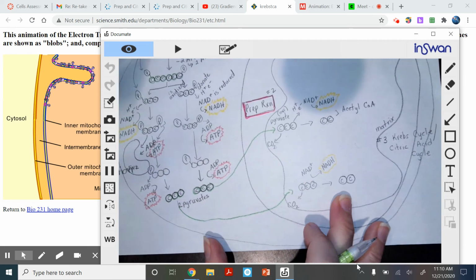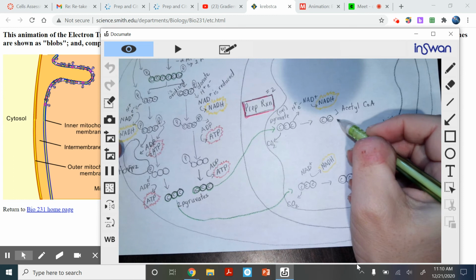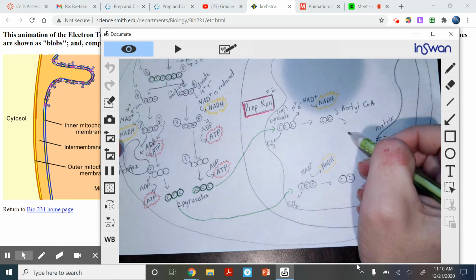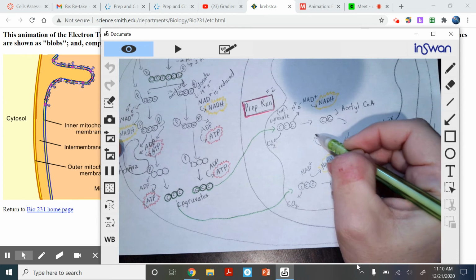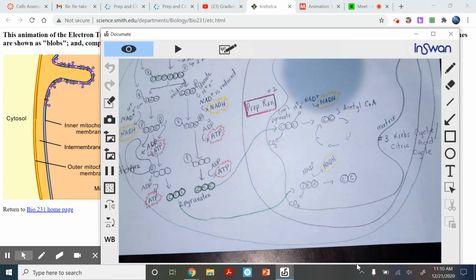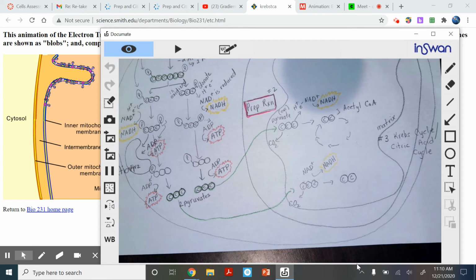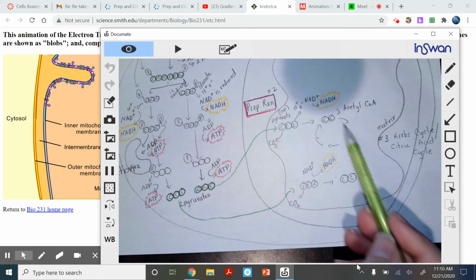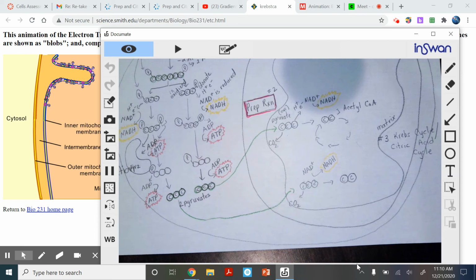Now, it's called a cycle because when they diagram it, they like to draw it as a cycle. And there's a reason why. I don't really need to get into it, but ultimately it remakes a molecule that gets used at the beginning. So that's why it's a cycle, because the product of it can get reused here at the beginning for the next acetyl-coenzyme A. Okay. All right.